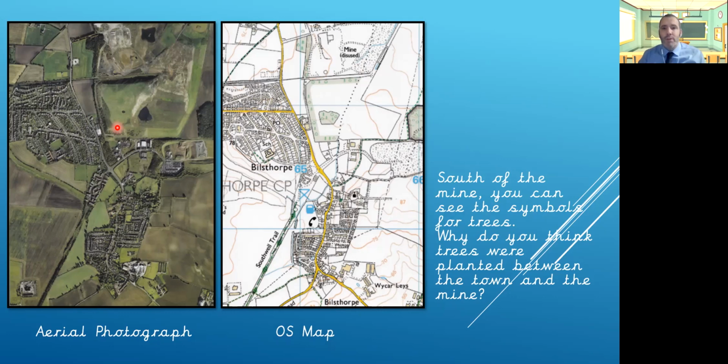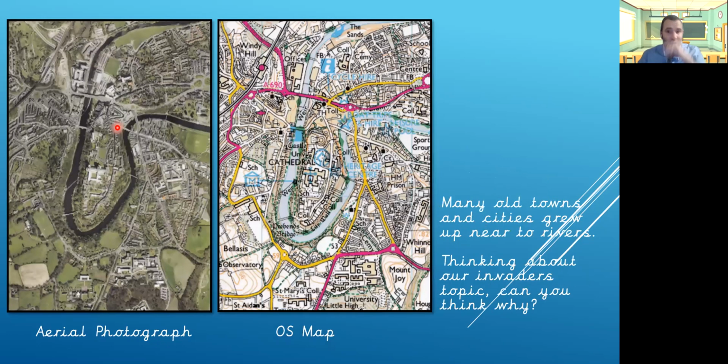Okay, we'll move forward now. So many old towns and cities grew up near to rivers. Thinking about our invaders topic, so thinking of the Vikings and the Anglo-Saxons. Why is this the case? Again, pause the video here and write down some of your answers and some of your thoughts. Again, make sure you send these in on your Tapestry submission once you finish your lesson.